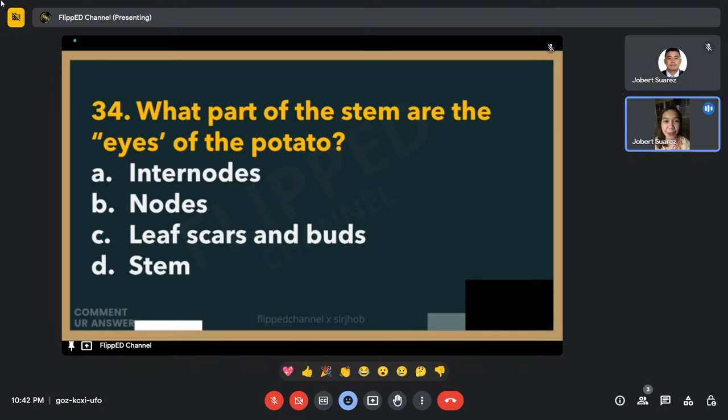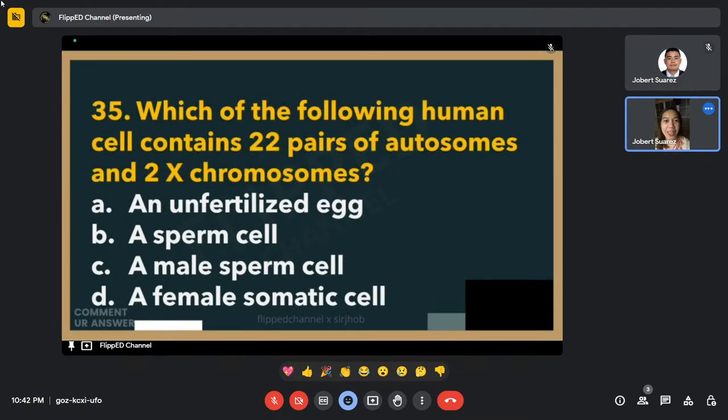Okay, the correct answer for number 34 is perfect. It's letter B, nodes. Ayan po yung mata ng patatas. Next, number 35. Which of the following human cell contains 22 pairs of autosomes and 2X chromosomes?